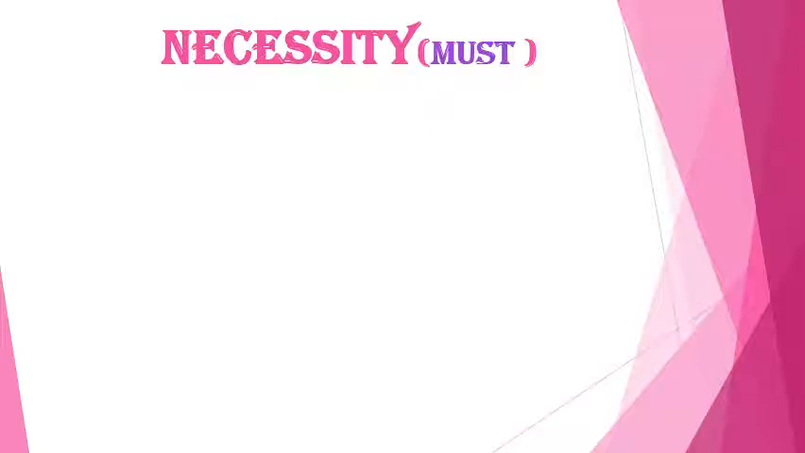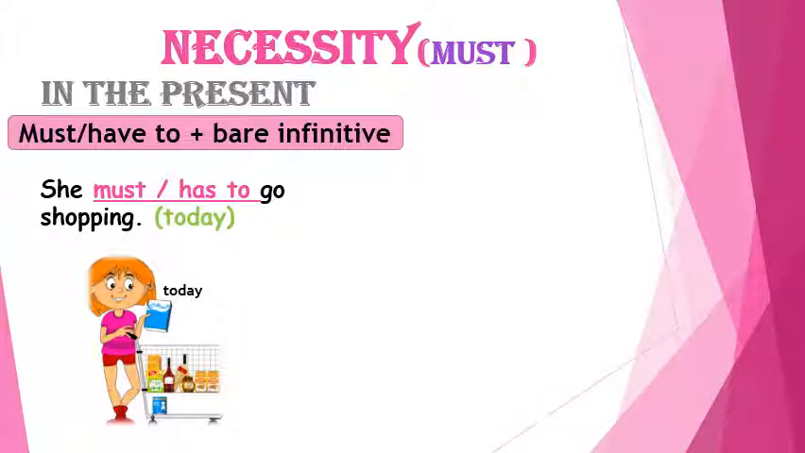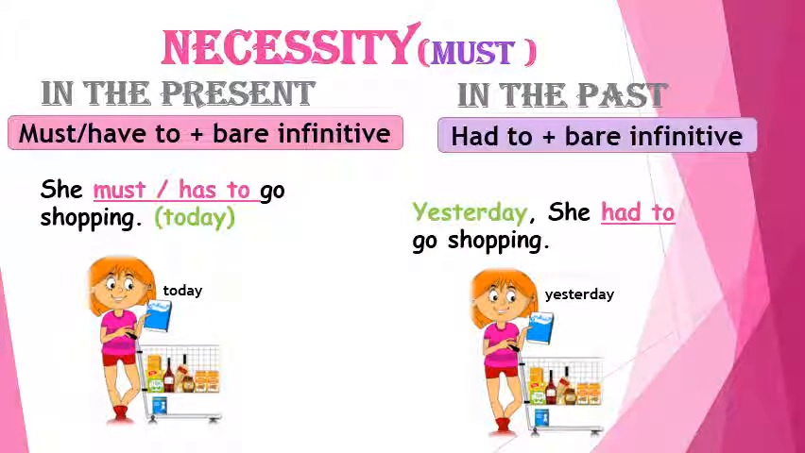Necessity with must. In the present: she must or she has to go shopping today. Must or have to plus bare infinitive. In the past we will say: yesterday she had to go shopping. We cannot use must in this case, so we replace it with its sister, have to. In the past, we said had to plus the verb in the bare infinitive. This is the rule.